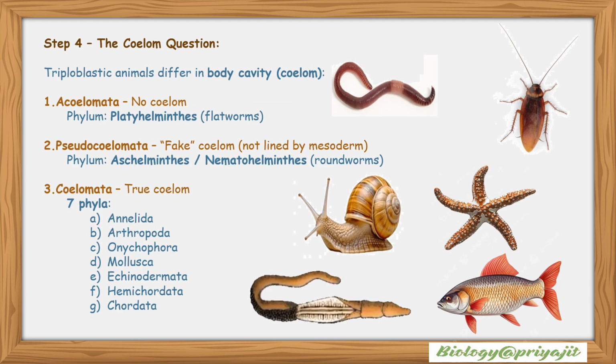The coelom question: triploblastic animals differ in body cavity or coelom. Acoelomate, they have no coelom. Phylum Platyhelminthes or flatworms. Pseudocoelomate, they have a fake coelom, not lined by mesoderm. The phyla are Aschelminthes or Nemathelminthes, or generally called roundworms. But coelomate, which have the true coelom, there are 7 phyla: Annelida, Arthropoda. This is Annelida. This is Arthropoda. Onychophora. This is Mollusca. This is Echinodermata. This is Hemichordata, and this is Chordata. There are 7 groups of animals under the coelomata, or the animals having true coelom.